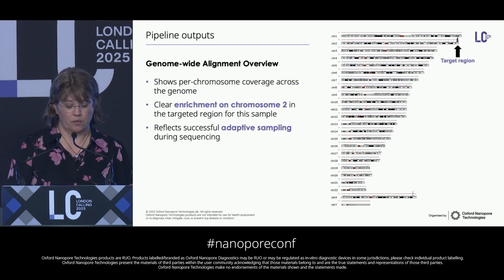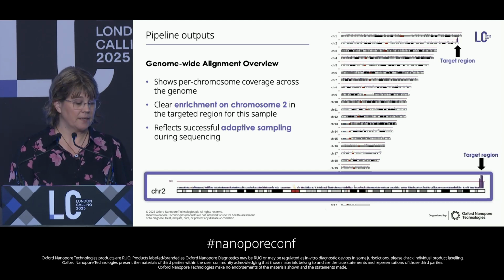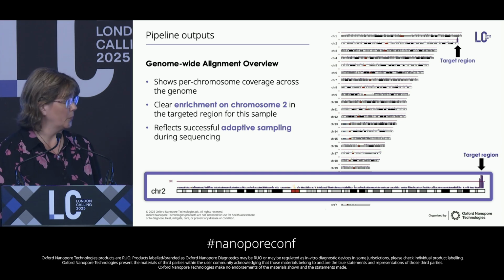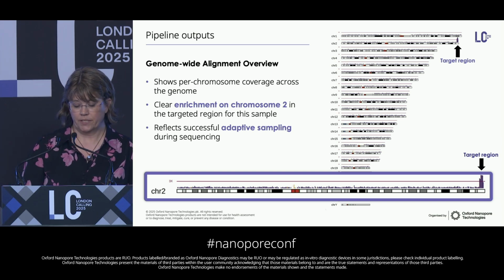This plot shows genome-wide depth of coverage by chromosome. And you can clearly see a spike in depth on chromosome 2, which corresponds to our target region for this sample.